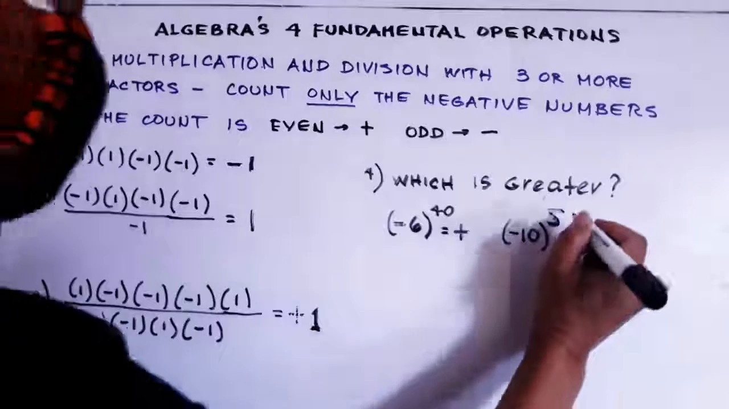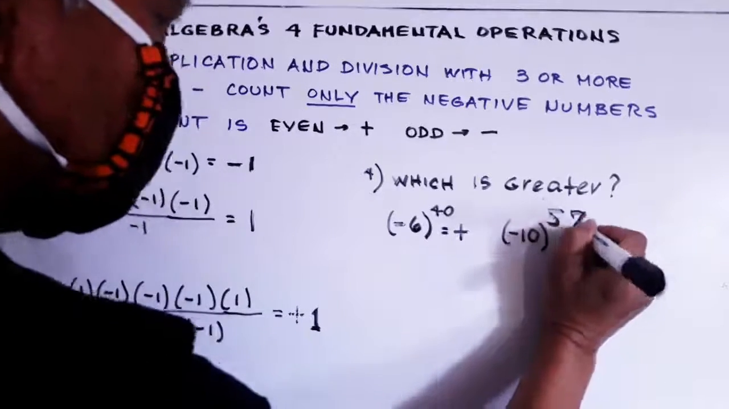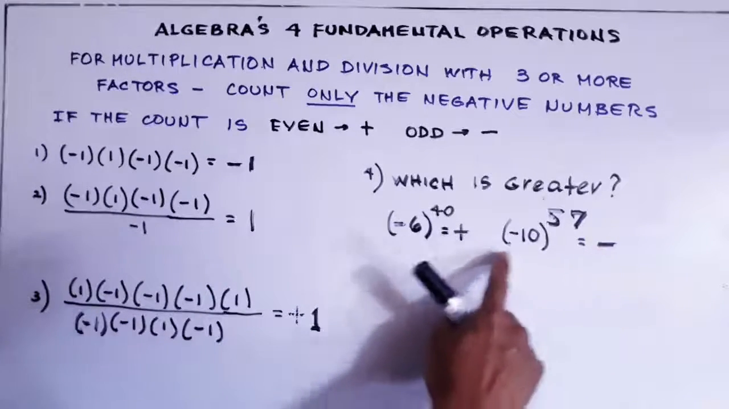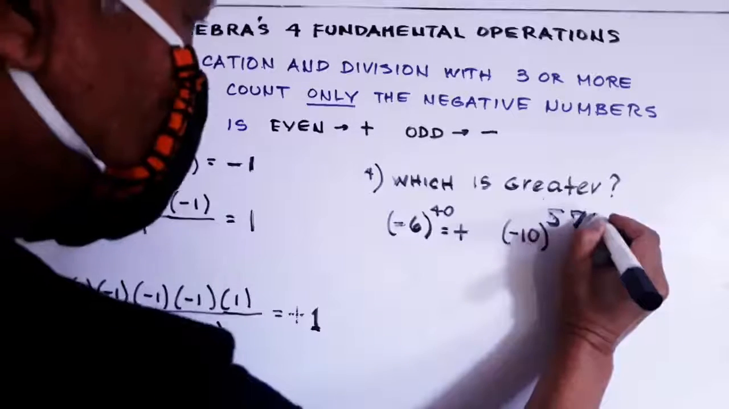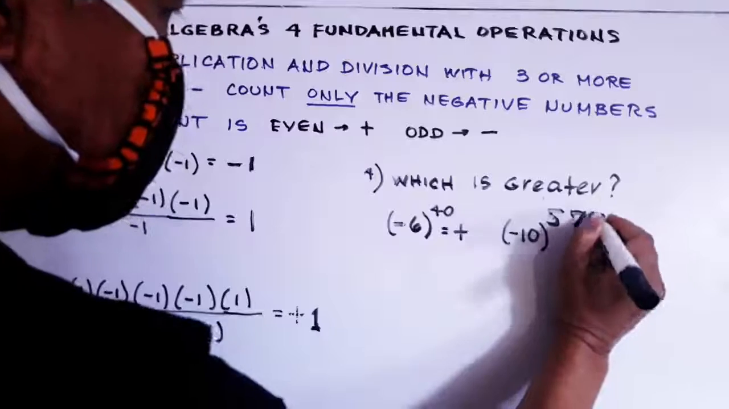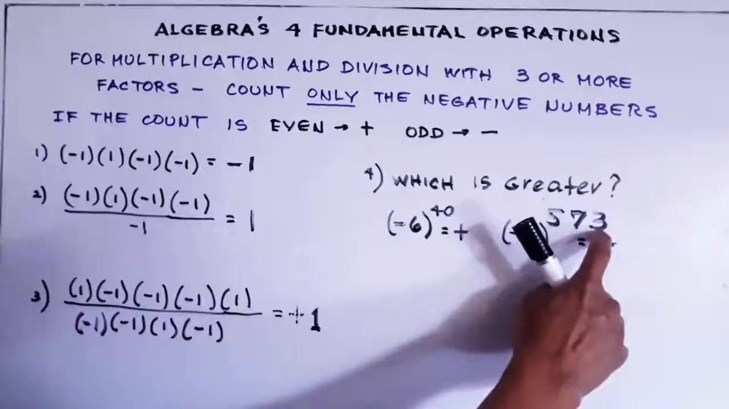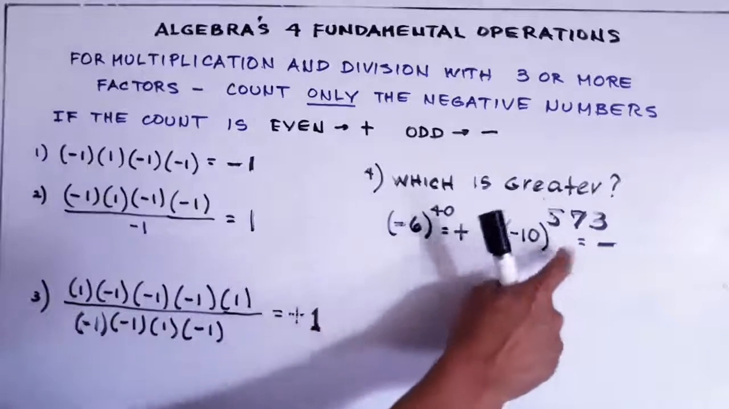What if you place here 57? What is the final sign? It is still negative. It is still bigger than that one. If you make this one 573 exponent, what is the sign now? It is an odd number, so it's still negative. This one is still bigger than this one.